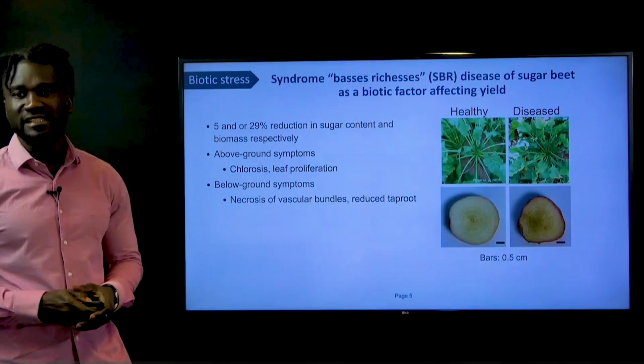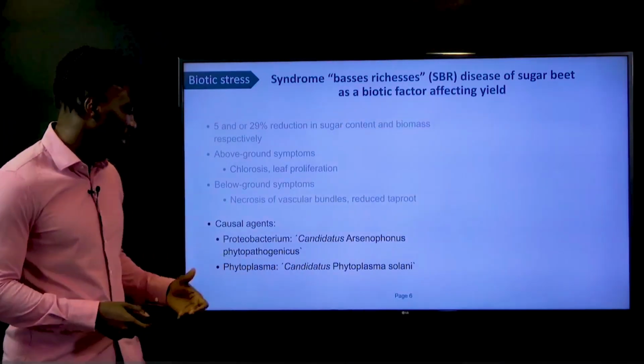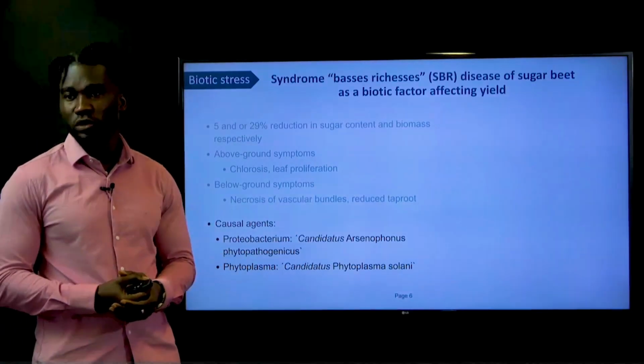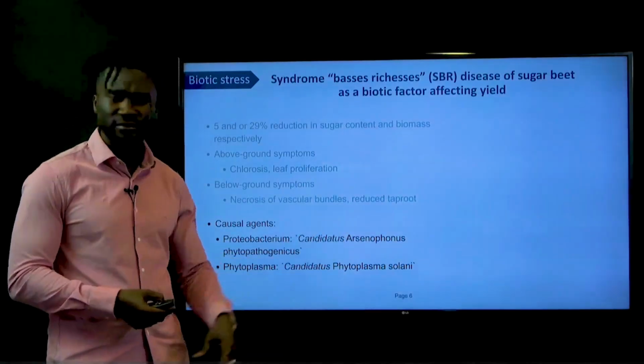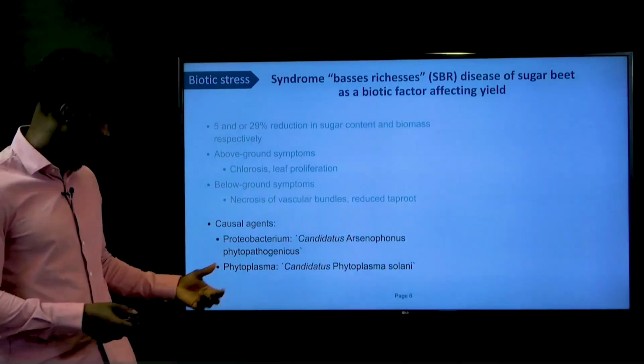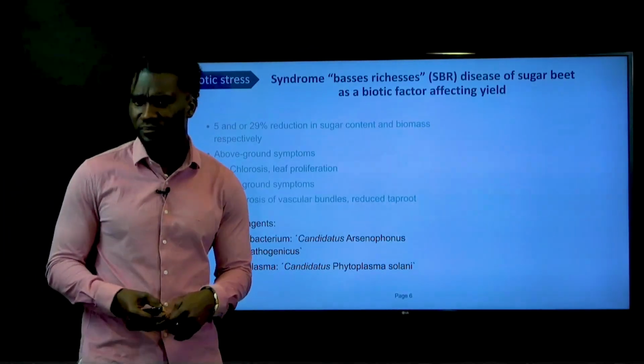Now, this disease is caused by two different plant pathogenic bacteria belonging to the so-called phloem-restricted plant pathogenic bacteria. The first one is the Proteobacterium Candidatus Arsenophonus phytopathogenicus, and the second one is the phytoplasma Candidatus Phytoplasma solani.